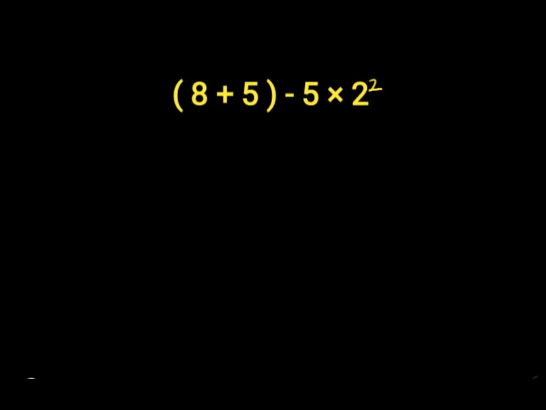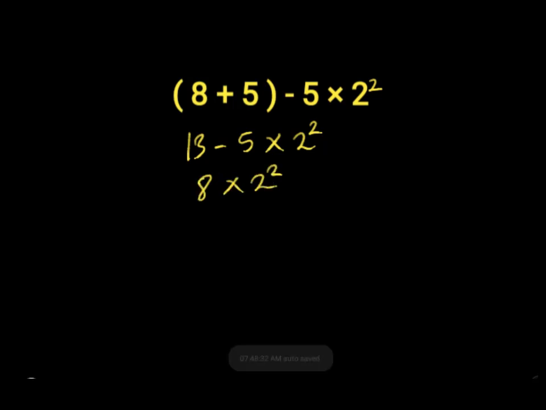We are going to solve our parentheses first. 8 plus 5 will give us 13. Then we have 13 minus 5 times 2 to the power of 2. 13 minus 5 is equal to 8. Then we have 8 times 2 to the power of 2.